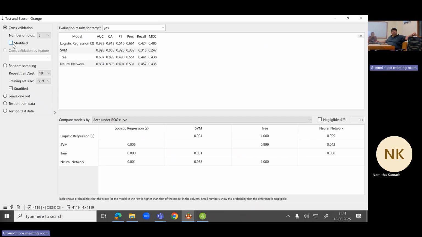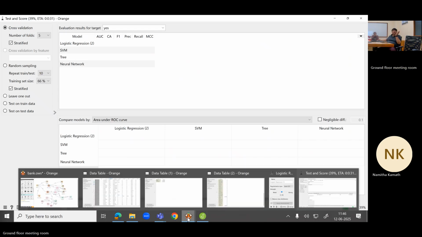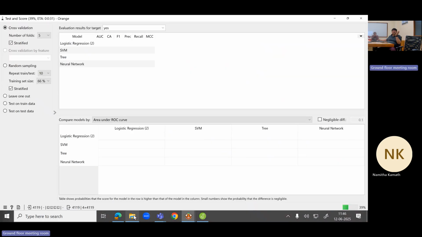Here, stratified can make sense. Stratified basically means it will organize your samples based on demographics and other variables, whichever are present. Let's say there are variables like job, married, marital status. So accordingly, it's calculating it, and accordingly it will pick up this procedure.